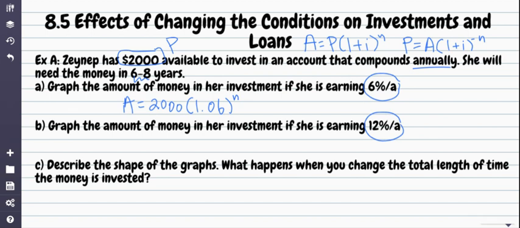And for the graph of the amount of money if she's earning 12%, A equals 2,000 again times 1.12 to the n. So we're doubling the amount of interest she's earning, at least in terms of her percentage. That's what we know for sure. Okay, so we're going to graph that using Desmos. I'm just going to open Desmos here.